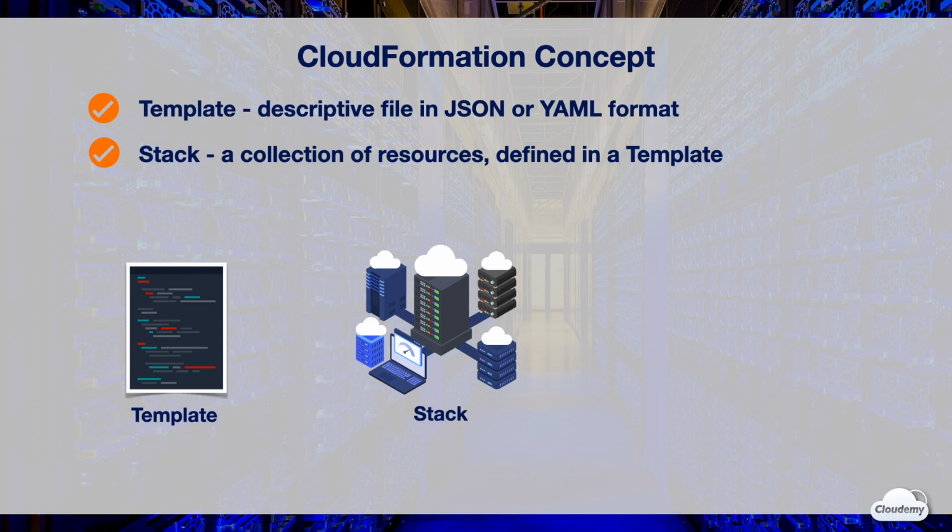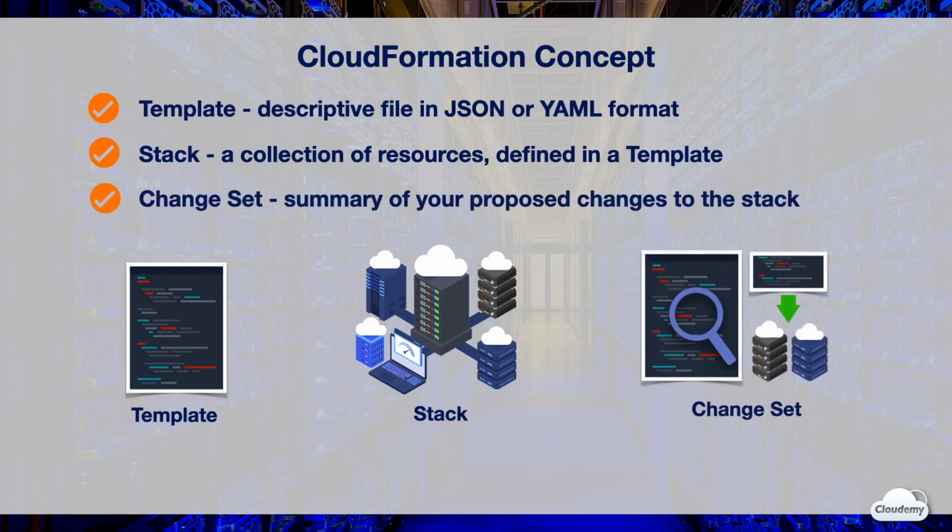Suppose you have defined an EC2 instance, auto-scaling group, elastic load balancer, and RDS database on a template. To create these resources, you need to upload the template to CloudFormation. CloudFormation will provision them in a stack. If you want to make changes to the running resources in a stack, you can update the CloudFormation template. As a best practice, you should generate a change set before making changes to the resources. It's a summary of your proposed changes.